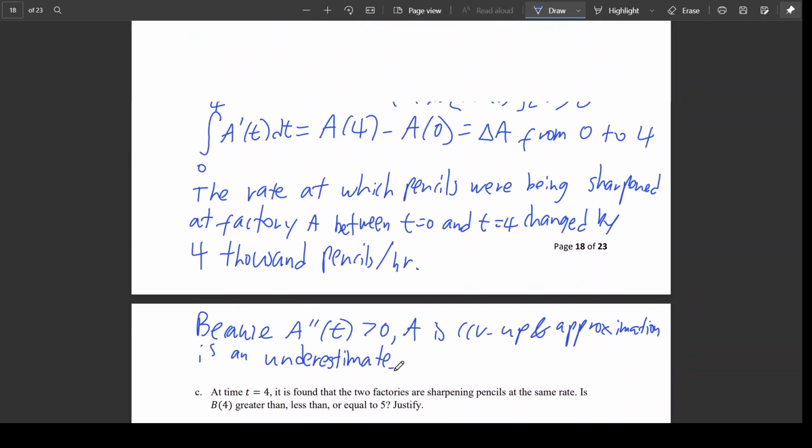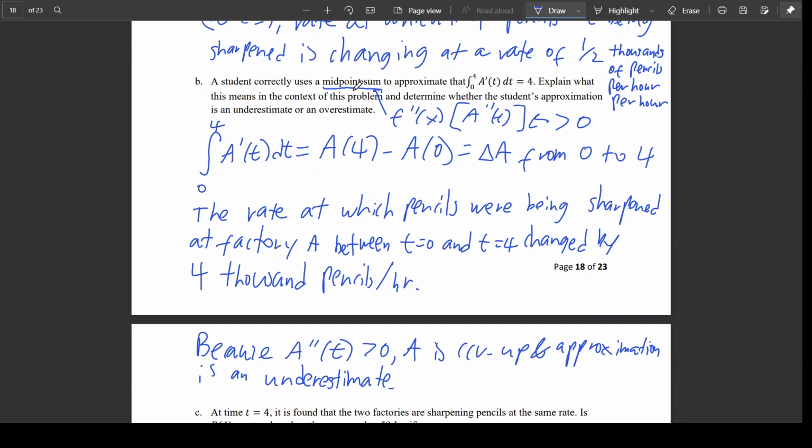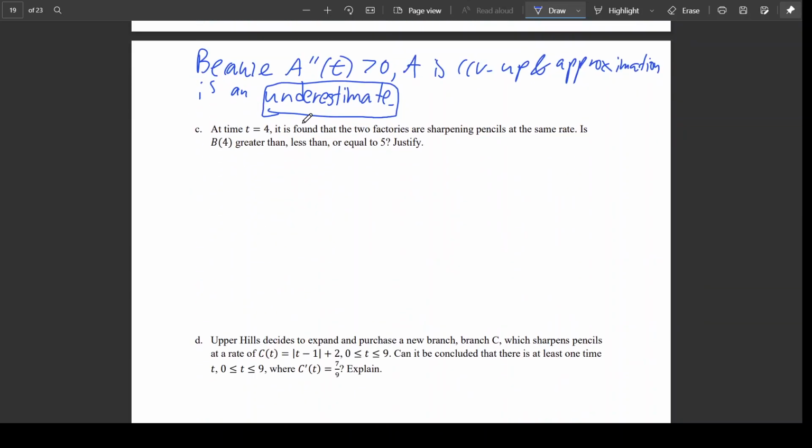Now let's look at part C. That was all right. Yeah, explain, determine whether it's an underestimate or overestimate. We said underestimate. Here's our answer. Okay. Now part C. At time t equals 4, it is found that the two factories are sharpening pencils at the same rate. Is B of 4 greater than, less than, or equal to 5?